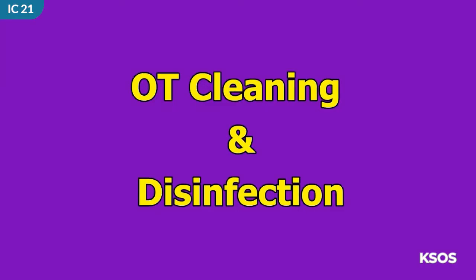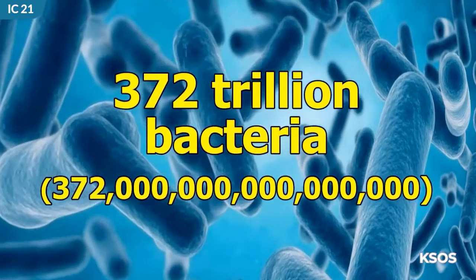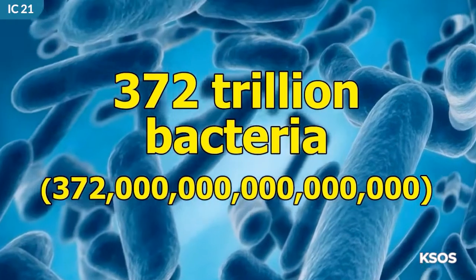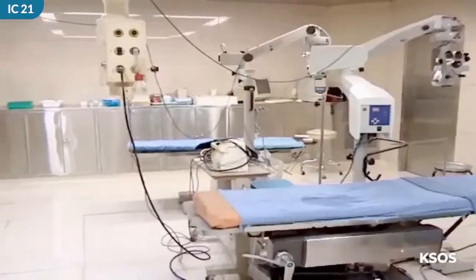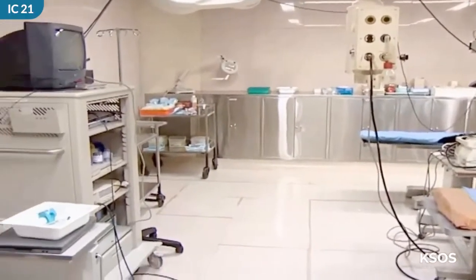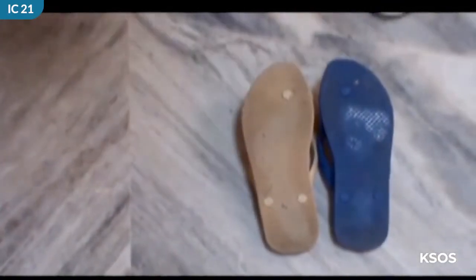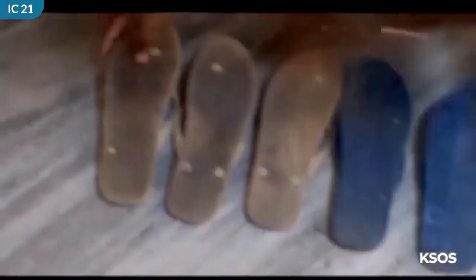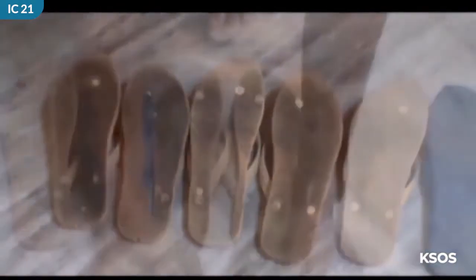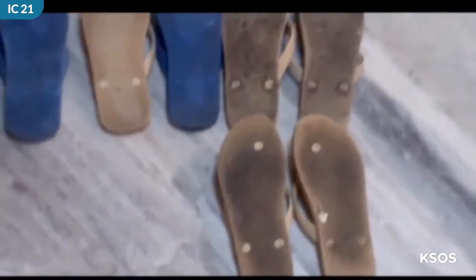The next topic is OT cleaning and disinfection. Each person entering the theater is carrying 372 trillion bacteria into the theater. So it is important that the number of people entering the theater is reduced. The quality of the theater can be assessed by putting the footwear upside down. The more dirty the theater, the dirtier the footwear will be.